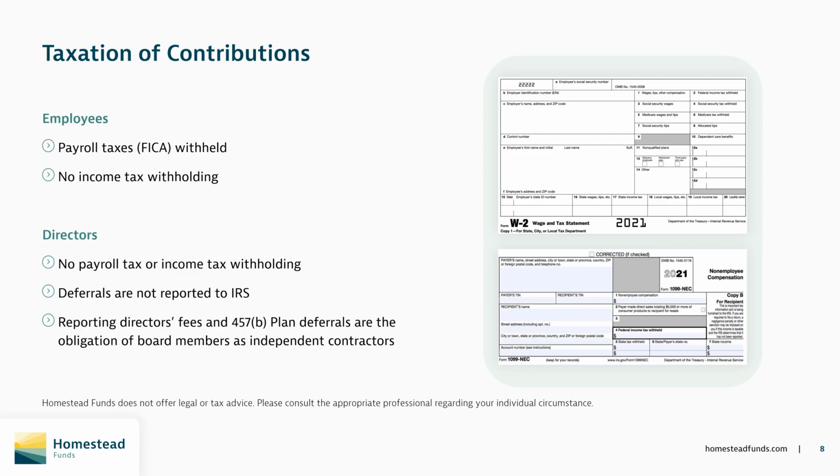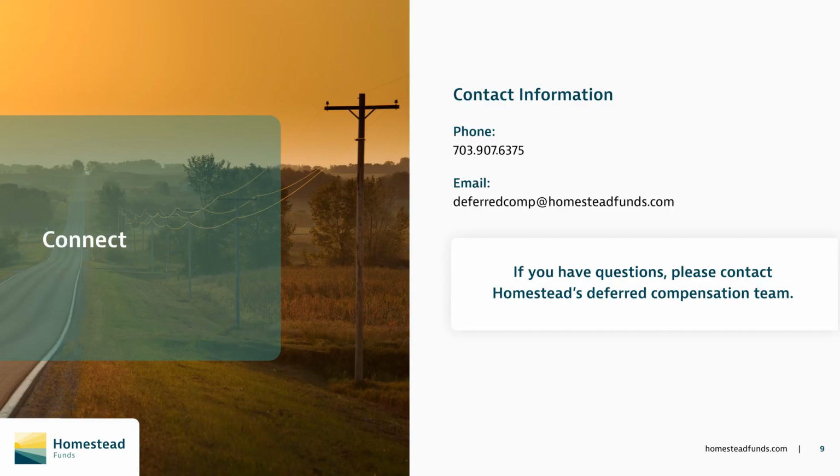For directors' 457B plans, because they are paid as independent contractors, no tax withholding by the co-op is required. The full amount of director income earned is reported on IRS Form 1099-NEC, or non-employee compensation, and it is solely the responsibility of the director to pay their self-employment taxes and to report any 457B plan deferrals on their own tax returns.